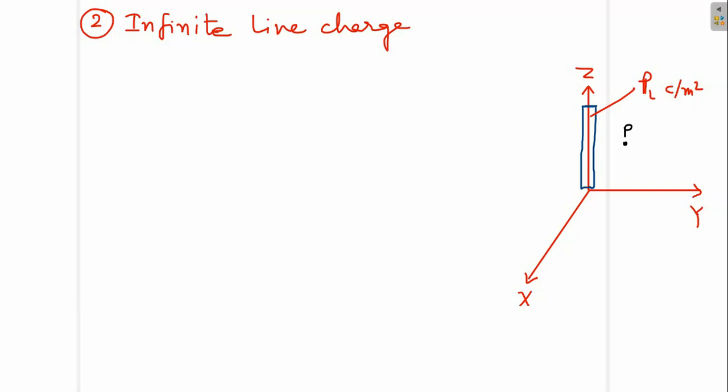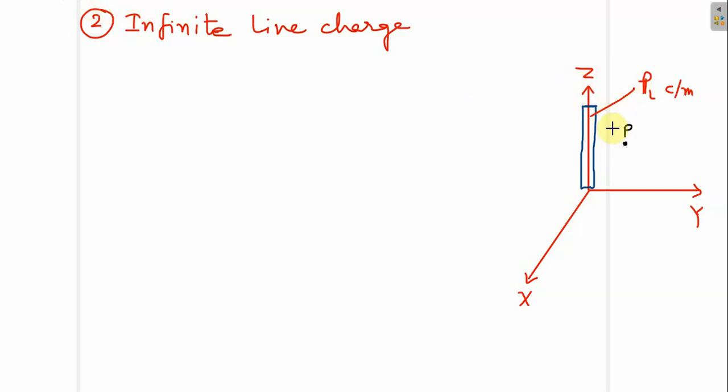Sorry, it is line charge, so it is coulomb per meter. Okay, so rho L coulomb per meter is the line charge density. Fine. Now for applying Gauss law, we know that the mandatory requirement is that whichever charge element we are considering, that should be enclosed by a closed surface.